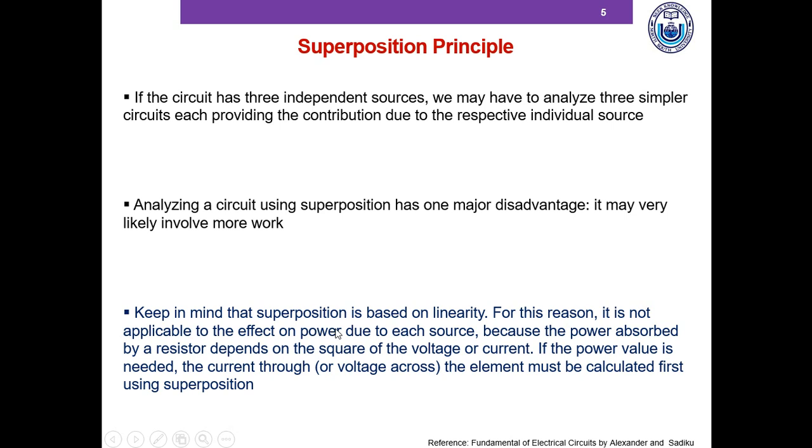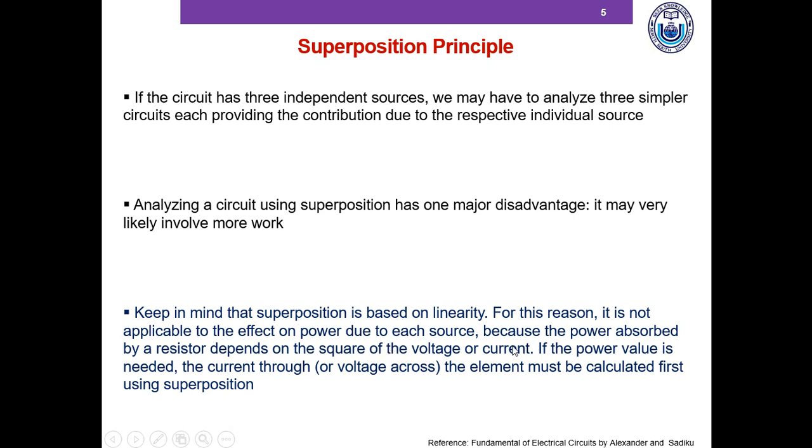So if you were to compute the power across the 4 ohm resistor in the previous example, we couldn't have computed the contribution of the voltage source, then computed the contribution of the current source, and then added the power obtained from the two sources. That would be wrong.